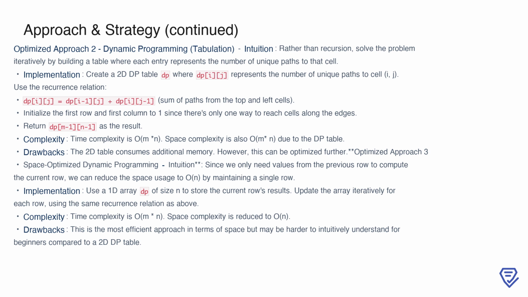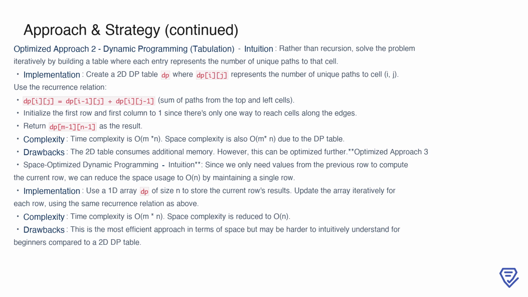To initialize the table, we set the first row and the first column to 1, because there's only one way to reach those cells, either by moving exclusively right or exclusively down. At the end of this process, the bottom right cell of the table, dp[m-1][n-1], holds the total number of unique paths. This method has a time complexity of O(m*n) and a space complexity of O(m*n), due to the 2D table. While this approach is efficient, the memory usage can still be reduced.